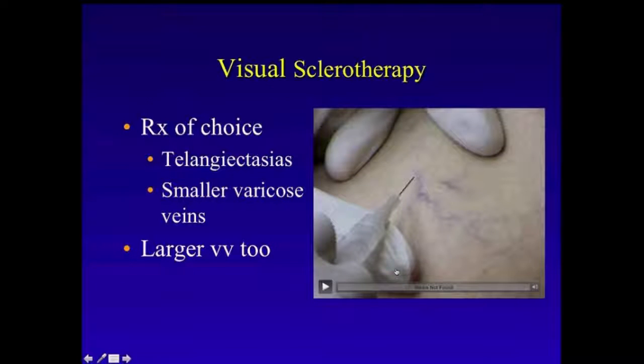This is a video that media has not found, I noticed last night. I'm not sure why, but in any event, you can inject these little spider veins, and it's actually kind of fun to try to get rid of them. And there's a whole art to doing this, which is beyond the scope of this talk.